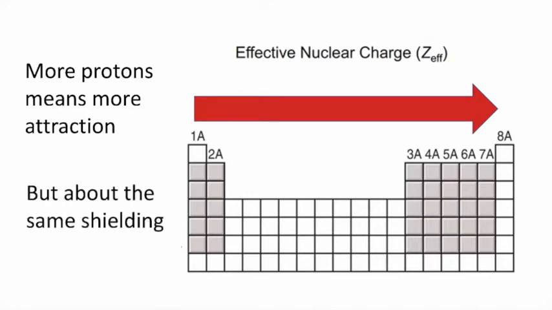However, because all of the elements in a given row have valence electrons that are in the same energy level, they all experience about the same amount of shielding. In other words, they all see the same core electrons. They're shielded about equally. And as a result, the effective nuclear charge increases as you move from left to right. You add protons, but you have about the same shielding.